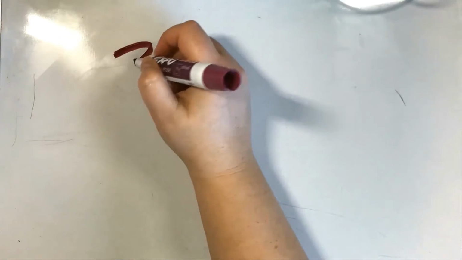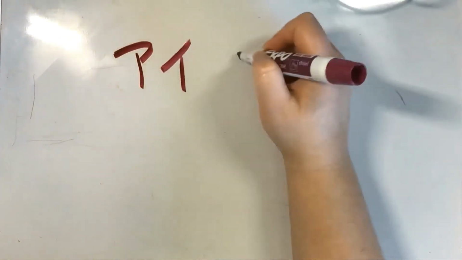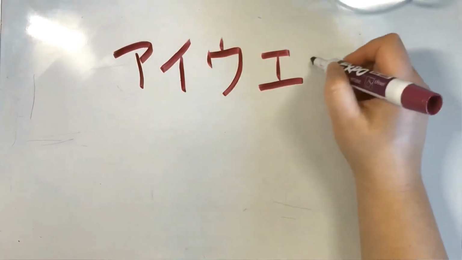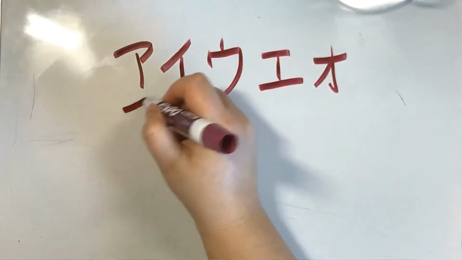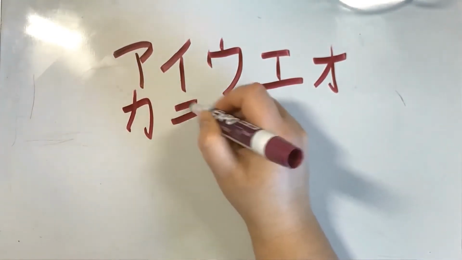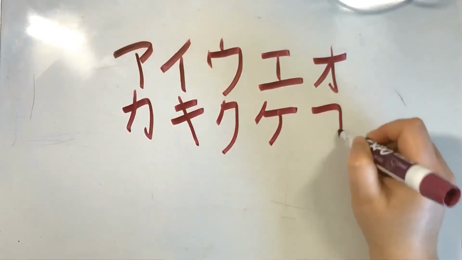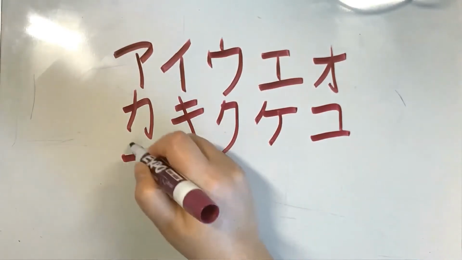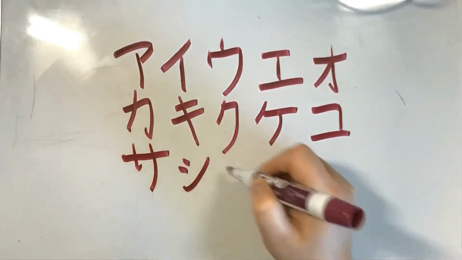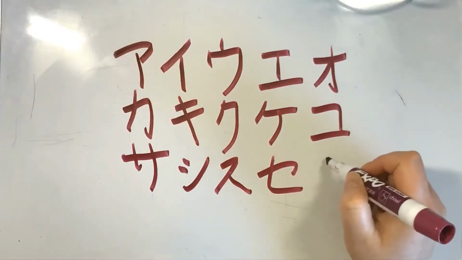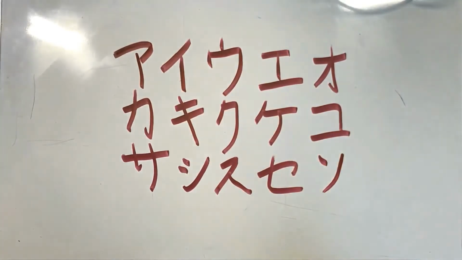So we learned A, I, U, E, O, Ka, Ki, Ku, Ke, Ko, Sa, Shi, Su, Se, and So. We will now be moving on to the next few.